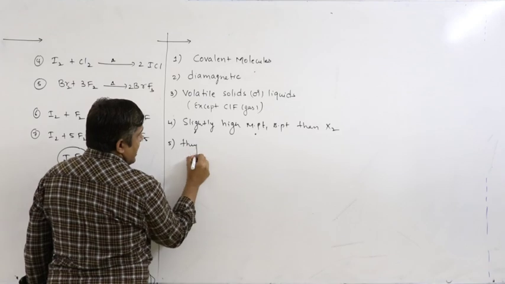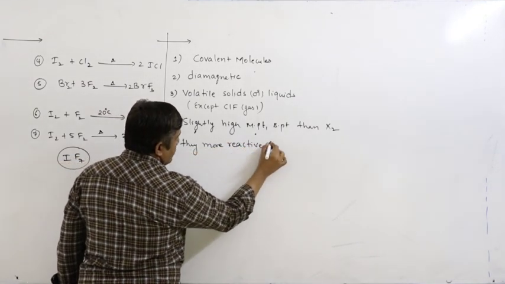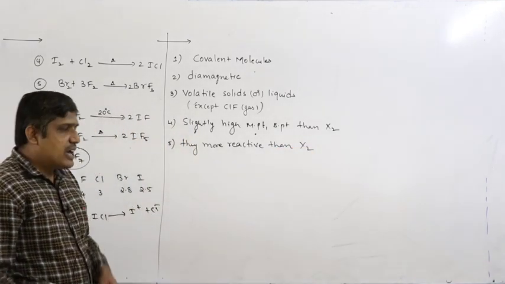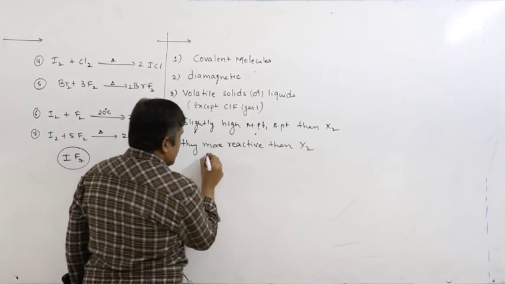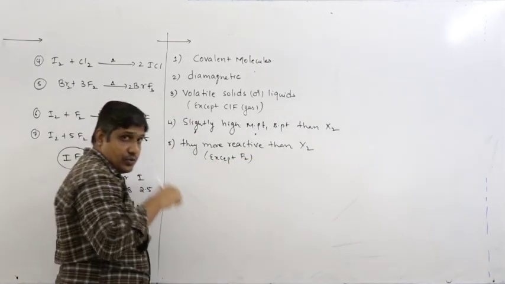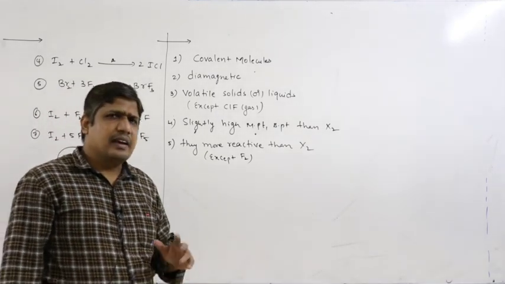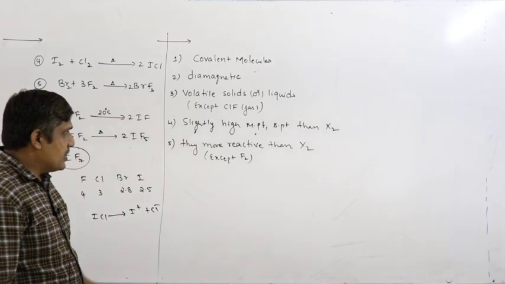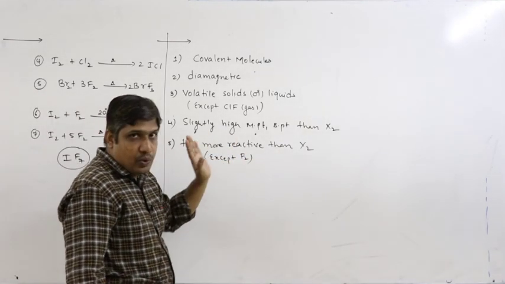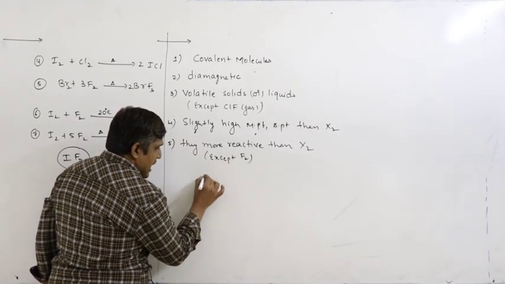They are more reactive than halogens. So why are they more reactive than halogens? Of course, there is one exception, F2. F2 is more reactive. Fluorine is highly reactive, right? Because of high electronegativity. But interhalogens are more reactive than other pure halogens except F2. Why are they more reactive?